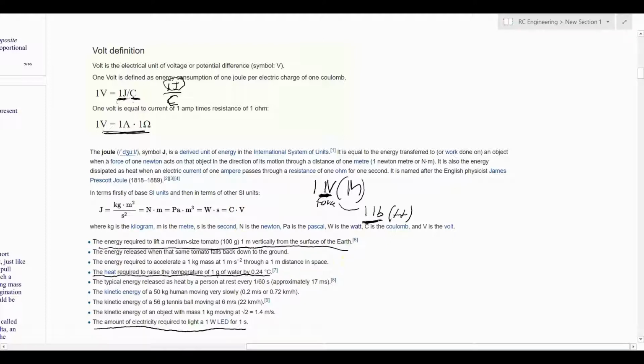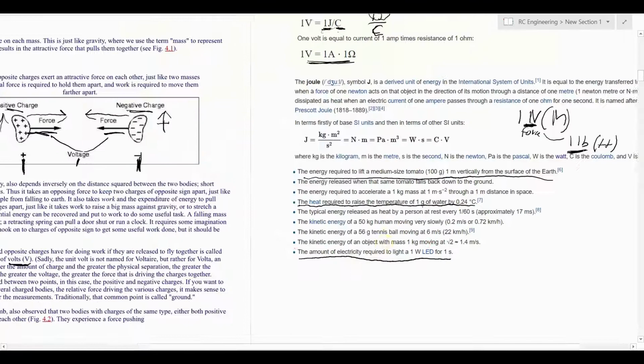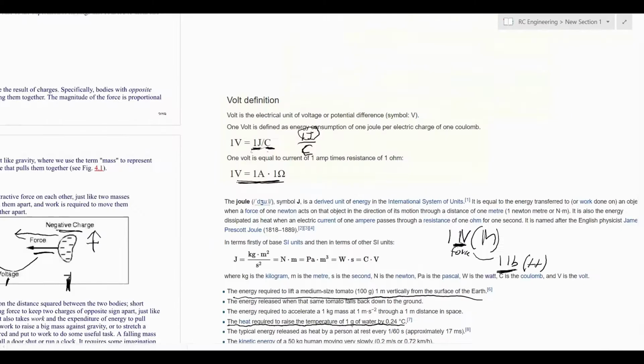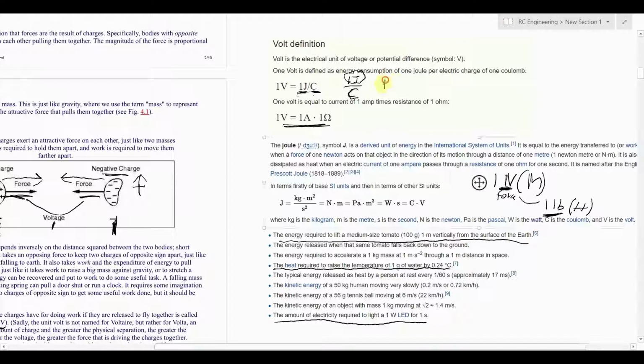So we're not going to go into any of this right now. We're going to go into some of these that I posted, which are examples. And here, mainly where it came from, the heat required to raise the temperature of 1 gram of water by 0.24 degrees Celsius. And also the amount of electricity required to light a 1 watt LED or light emitting diode for 1 second. So that's how much energy it takes to light that light bulb, and that's 1 joule. So it is a standardized unit of energy, right? So 1 joule, so 1 piece of energy per charge, right? Which is basically the energy.